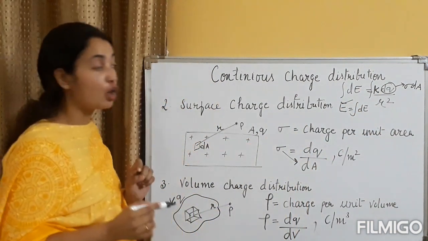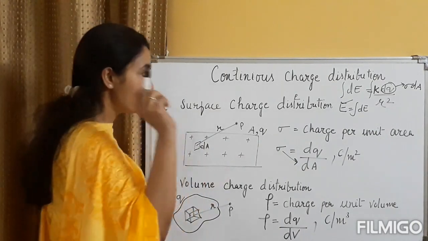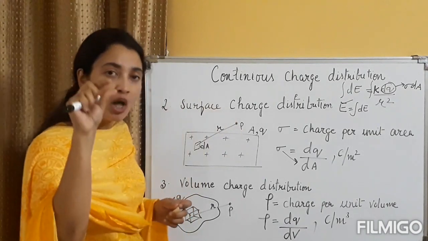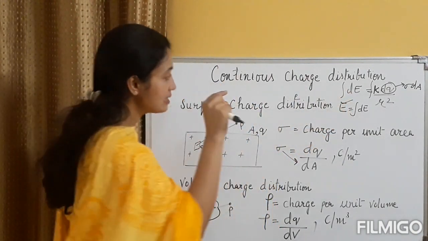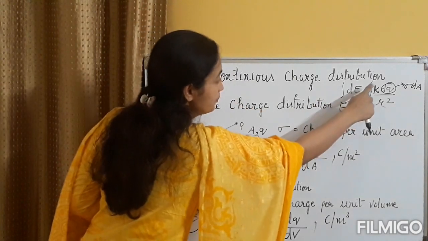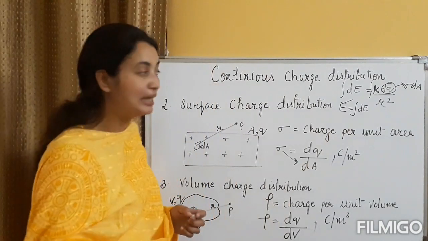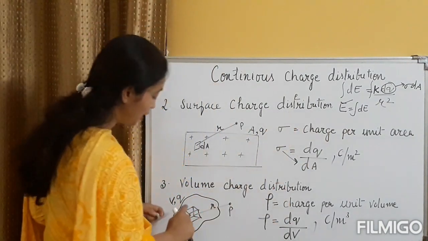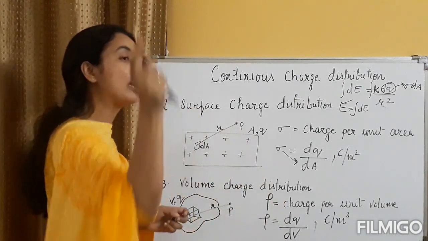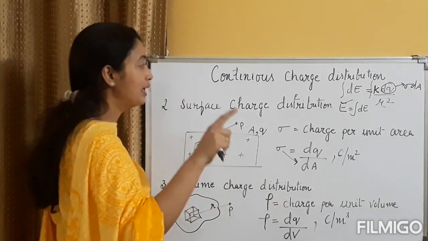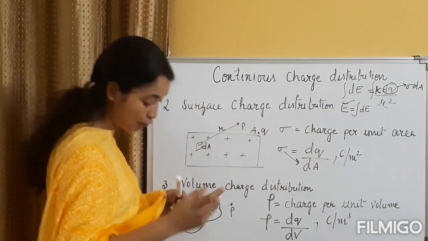Same method we can follow for linear charge as well as for volume charge. First, you have to calculate the charge due to a small length, then that gives dE, the electric field due to small length. The electric field due to small length can be integrated to get the total electric field due to the complete length. Similarly, the electric field due to small volume dV can be calculated, and the electric field due to the entire volume can be calculated by integrating the small electric field. So this is how we proceed.